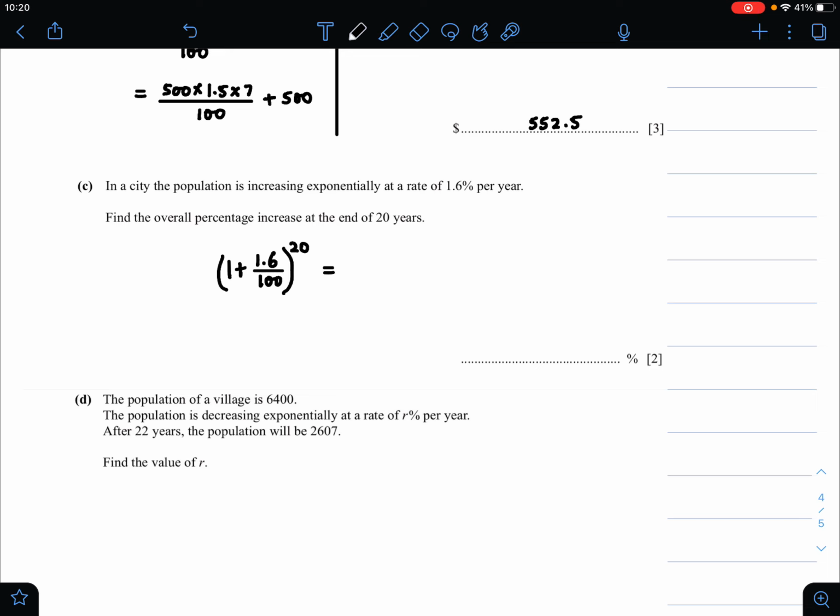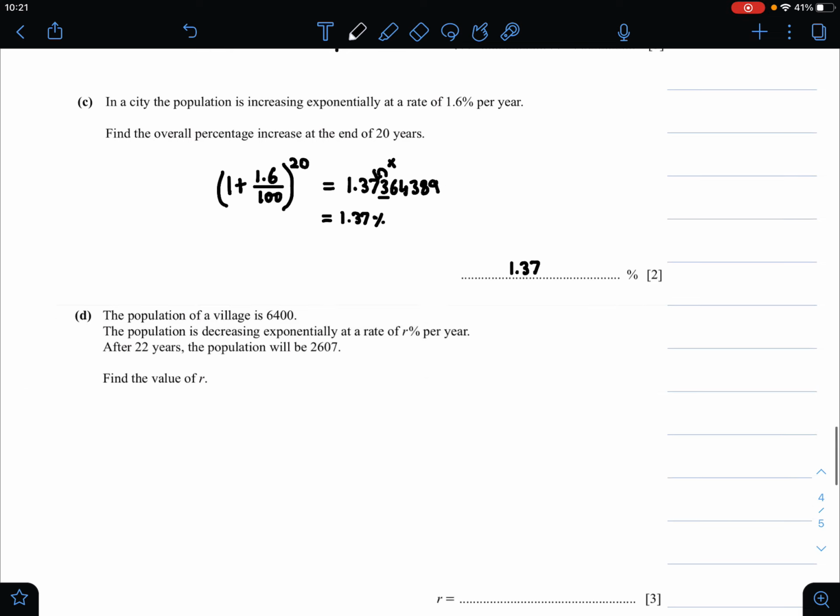and therefore our final answer will be 1 plus 1.6 by 100 raised to 20, which will give us our final answer as 1.37364389. Since we need to give our final answer in 3 significant figures, our final answer will be 1.37, because the fourth significant figure in this case, which is 3, is less than 5. So it won't round off the 7 to the next number.